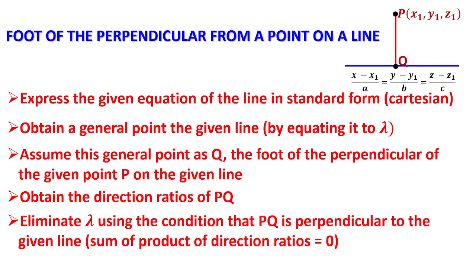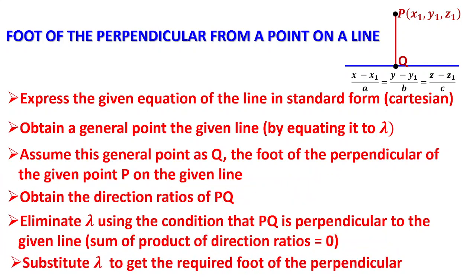Then now we only have that lambda. How to eliminate that lambda? We have to make use of the condition once again, what is the condition for perpendicularity? Sum of the product of the direction ratios is equal to 0. Then simply substitute lambda to get the required foot of the perpendicular. Remember how to get the foot of the perpendicular?